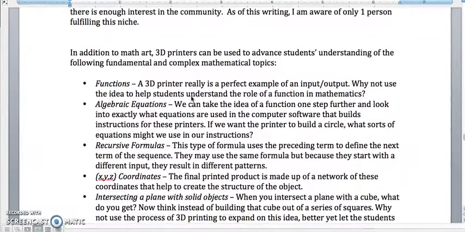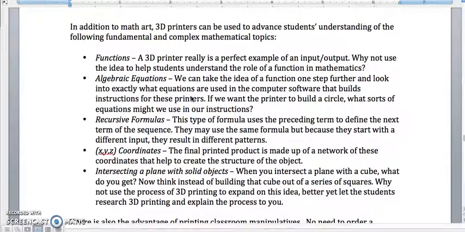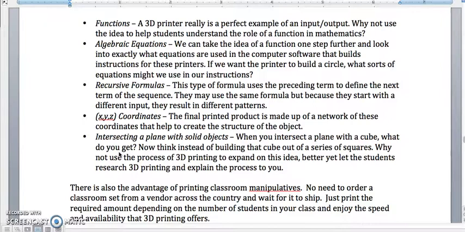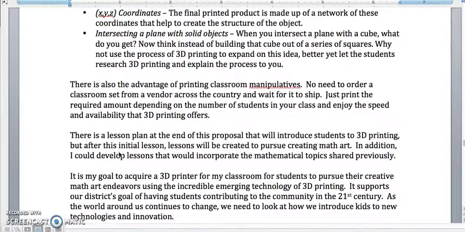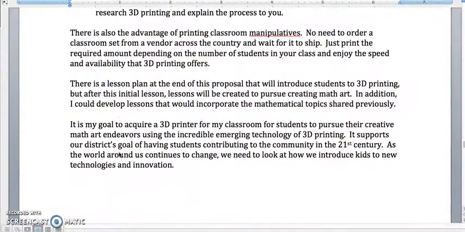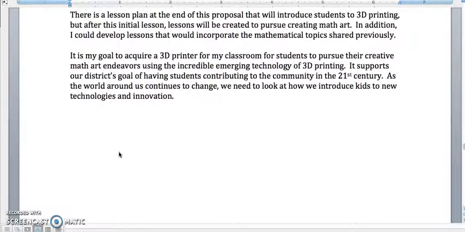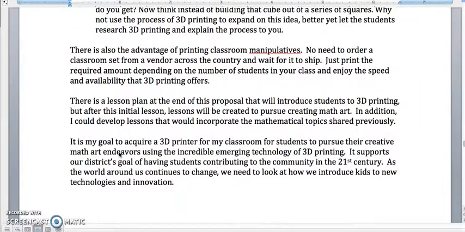And at this time, along with doing some math art, I did kind of write down some other things we can do with a 3D printer and learn about functions, algebraic equations, recursive formulas, learn about XYZ coordinates, and intersecting objects would also be used for 3D printing. And you can also make manipulatives and basically create anything you want to with a 3D printer. So it's a very awesome emerging technology, and they do say that within 2 to 5 years, 3D printers should be pretty common in the classroom, but somebody's got to take that leap forward to do that, and I'm willing to be able to do that for our school because we can make some pretty awesome math art initially.